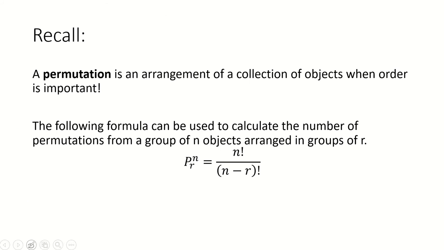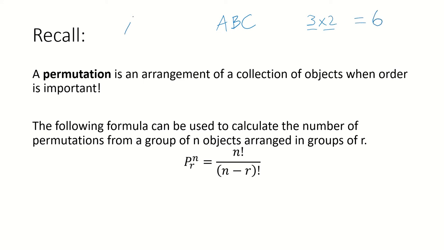So last lesson, if you were here, we looked at permutations, and that was just an arrangement of a collection of objects when the order mattered. So for argument's sake, if you had the letters A, B, C, you could arrange them into pairs in how many different ways? So pairs, there would have been 3 in the first spot and 2 in the second spot. So there would have been 6 different permutations.